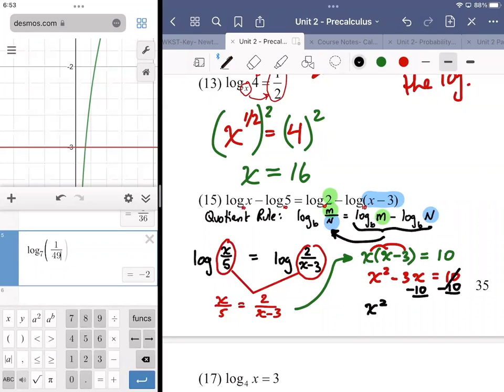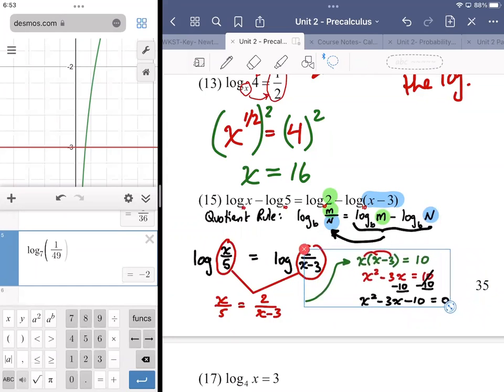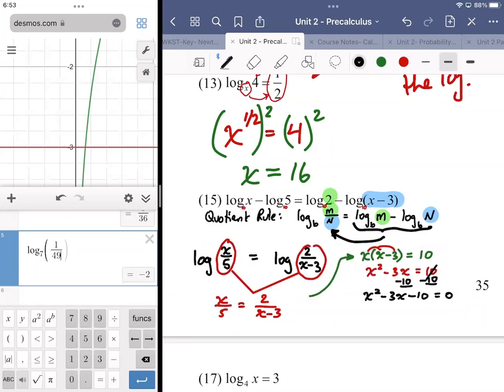You get x squared minus 3x minus 10 equals 0. Now we're at the point where I pick my favorite way of solving a quadratic, whether it's factoring, completing the square, or the quadratic formula. That's up to you. But this one is factorable: x minus 5, x plus 2. When you set each factor equal to 0 and solve, you get x equals 5 and x equals negative 2.